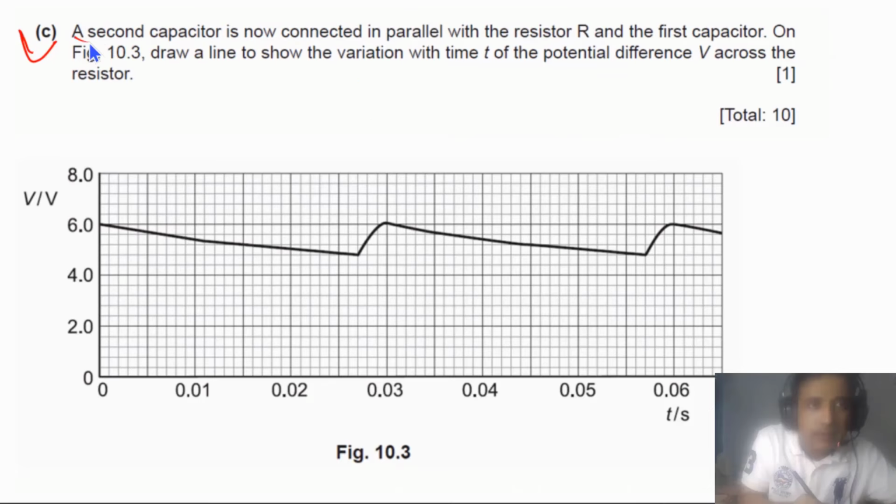Part C says a second capacitor is now connected in parallel with the resistor capital R and the first capacitor.